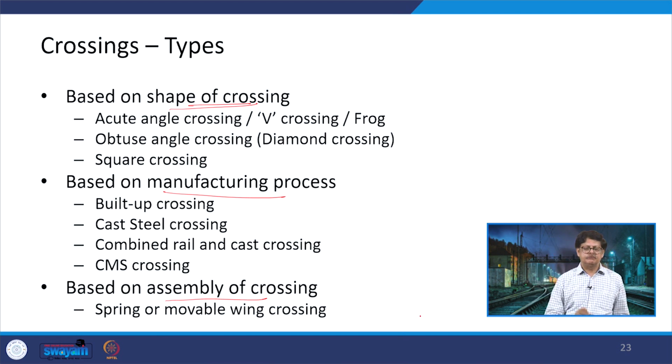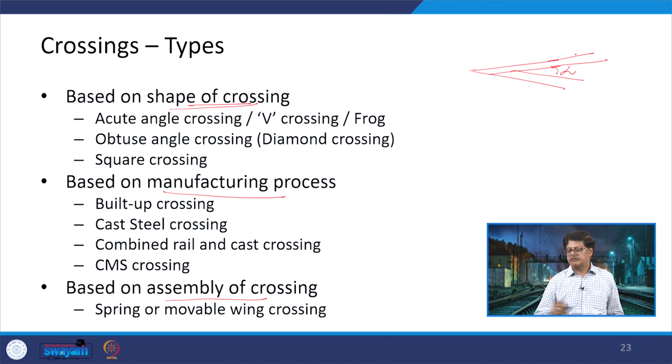In case of the shape of the crossing, as we have discussed, being formed by the point rail or the splice rail, there is an angle alpha here. This angle is the angle of crossing which was created. So here we are talking with respect to that angle. It can be an acute angle crossing or it can be an obtuse angle crossing.